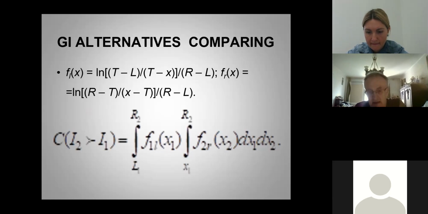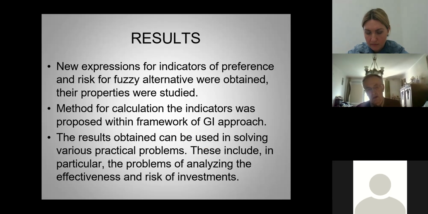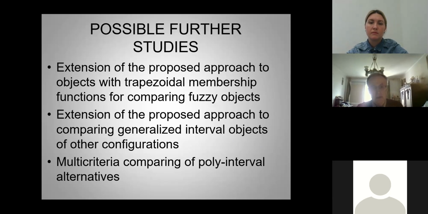We may take this double integral by means of fusion procedure, including analytic part and numerical part. And we may apply this approach to all configurations. These are our results. One may add that this result may be used in intellectual computer system, intellectual decision support system. And here are possible further studies. Thank you for the attention.